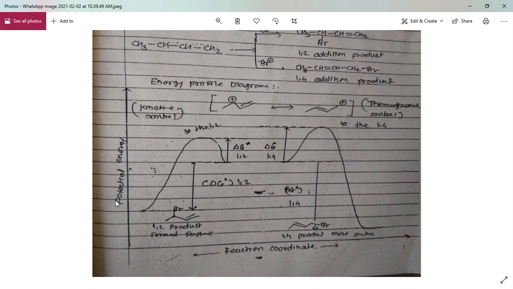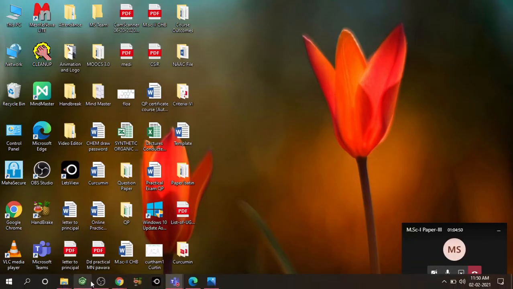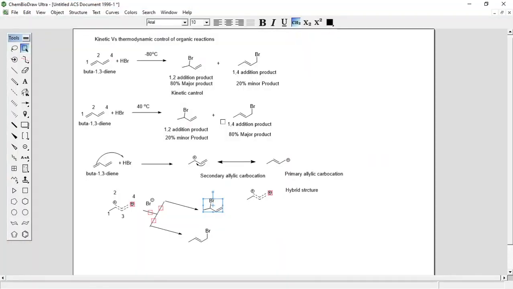So in this energy profile diagram, the difference in product stabilities, delta G, for the formation of the 1,4 addition product is more negative than for the 1,2 addition product. It means that the 1,4 addition product is more stable, and this indicates the thermodynamic control of organic reaction. So this is all about thermodynamic versus kinetic control of organic reaction.